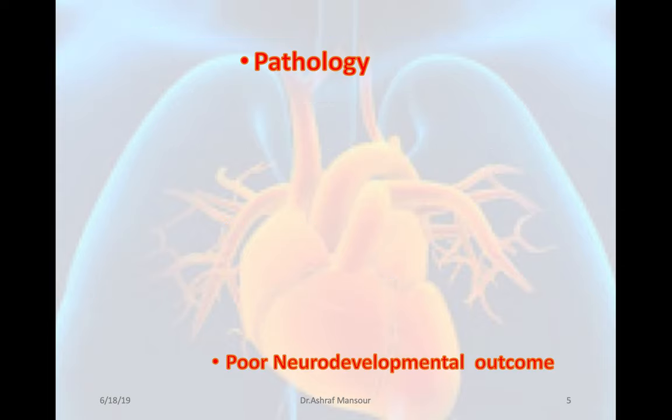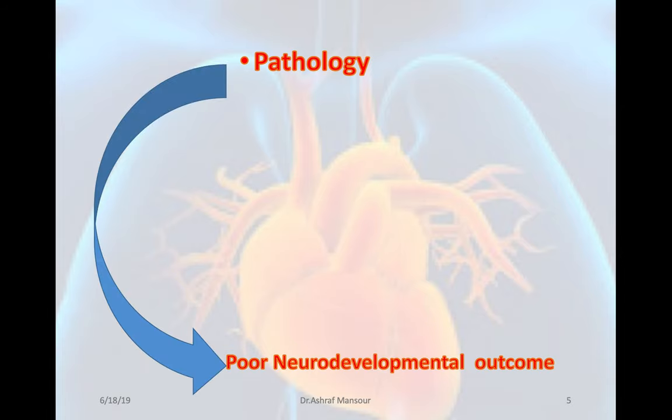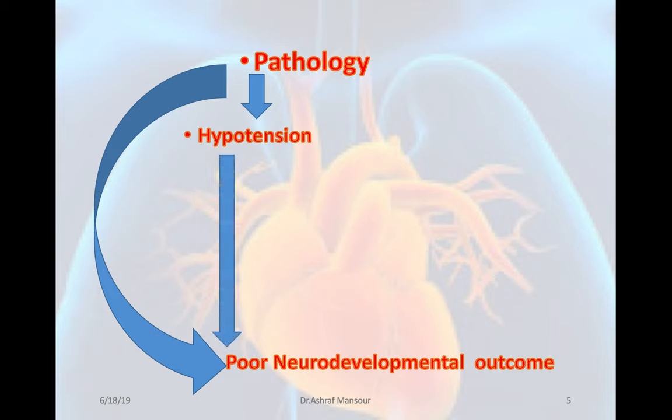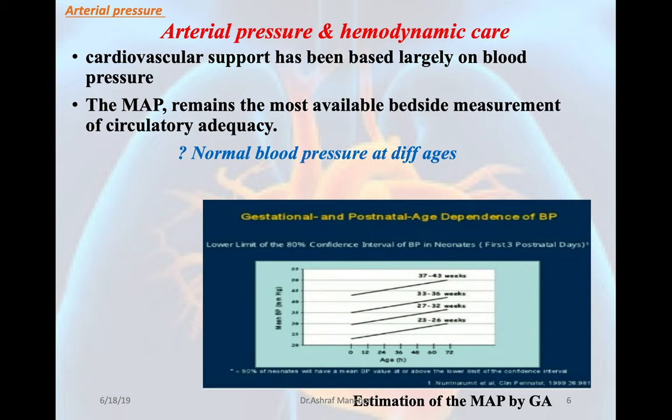So from the start, by defining the pathology, we can find the treatment. And we have to take into consideration that both the pathology and the treatment itself can lead to poor neurodevelopmental outcome, either directly through the pathology, or through the creation of hypotension, or as a side effect of the medication.